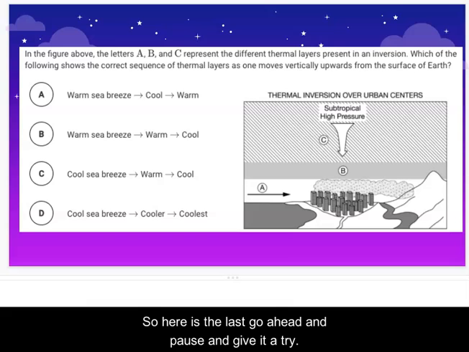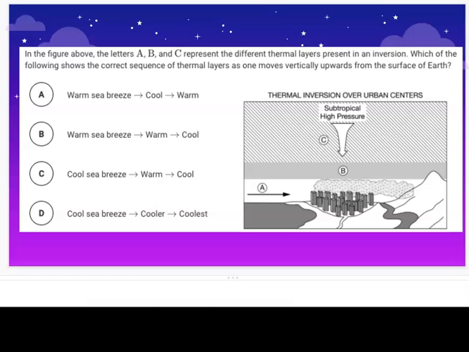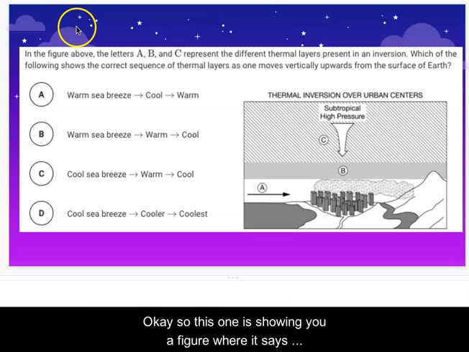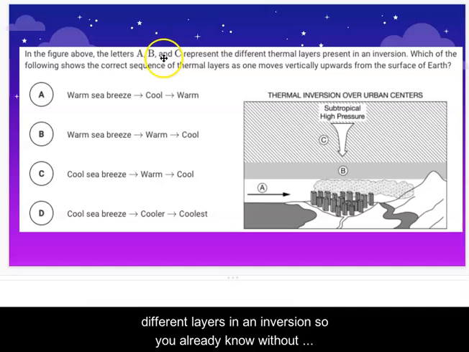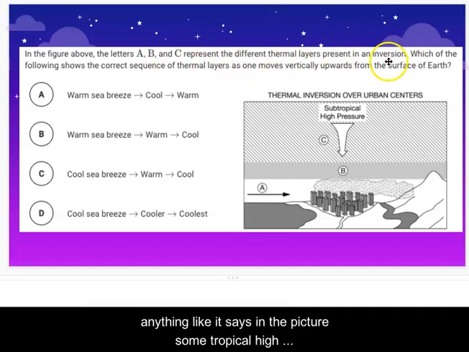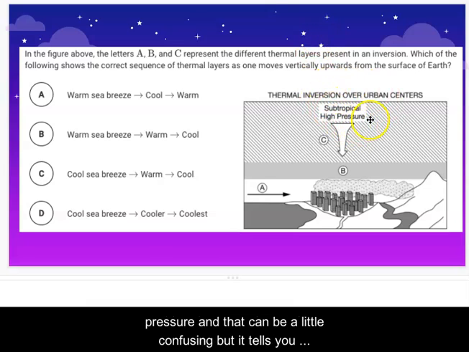Okay, so here is the last. Go ahead and pause and give it a try. Okay, so this one is showing you a figure where it says different layers in an inversion. So you already know without anything, like it says in the picture, subtropical high pressure, and that can be a little confusing, but it tells you that it's already inverted.